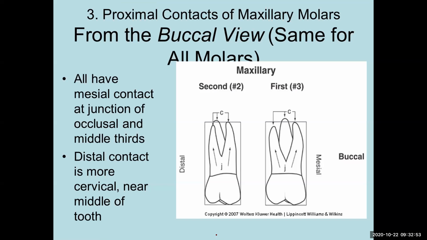They all have a mesial contact at the junction of the occlusal and middle thirds. Remember when we divide the tooth up into thirds? The distal contact is more cervical, and near the middle of the tooth. So the distal contact is more cervical than the mesial contact. That's a general characteristic.